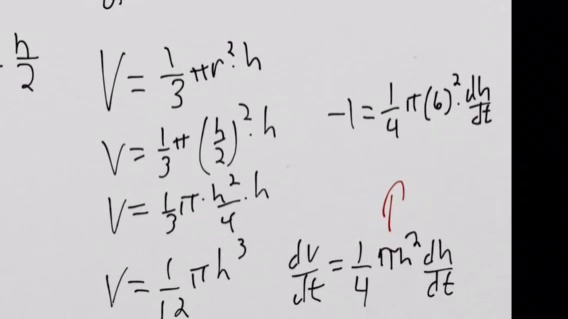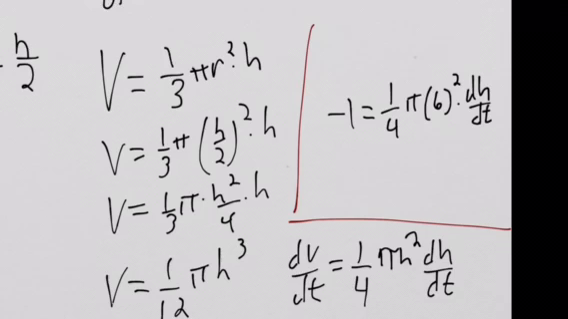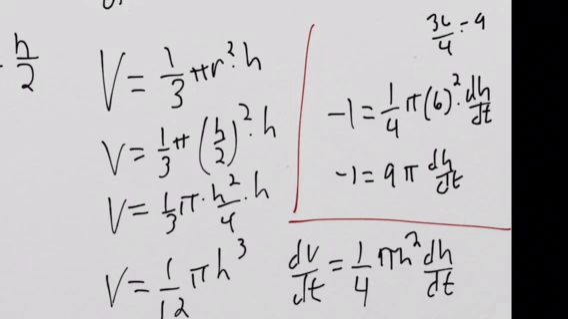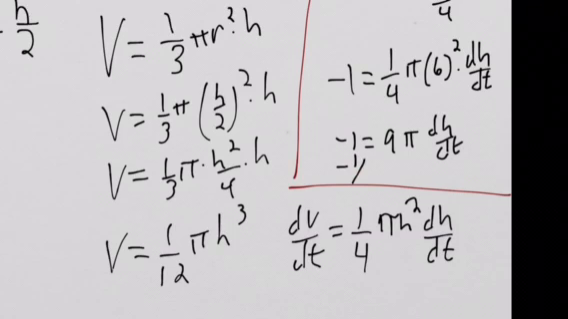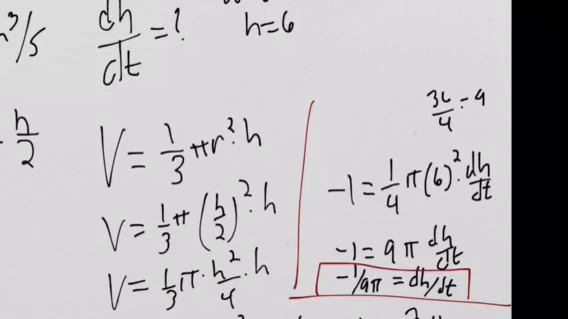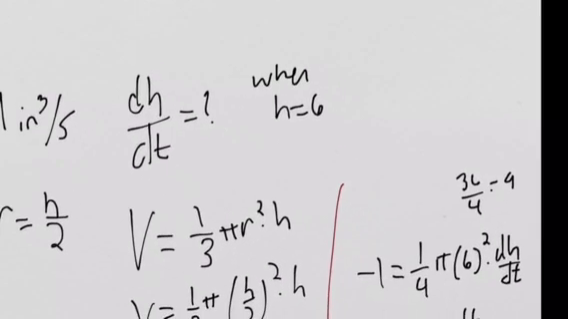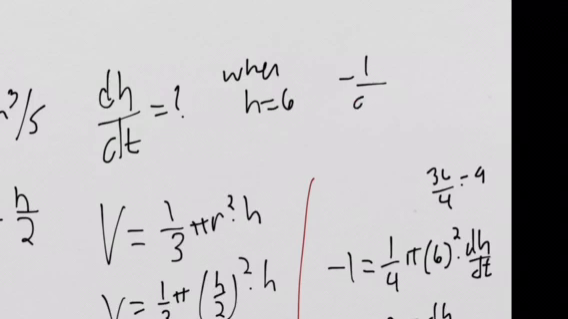So we have -1 equals, 6 squared is 36, and 36 divided by 4 is 9. So we're going to end up with 9 pi dH dt. So then finally we can say that dH dt is -1 over 9 pi. Okay, that's our final answer, and then we should include units. So let's go up here for the final answer, because that's where we said, what is dH dt? Okay, so it is -1 over 9 pi, and then that's going to be in inches per second.